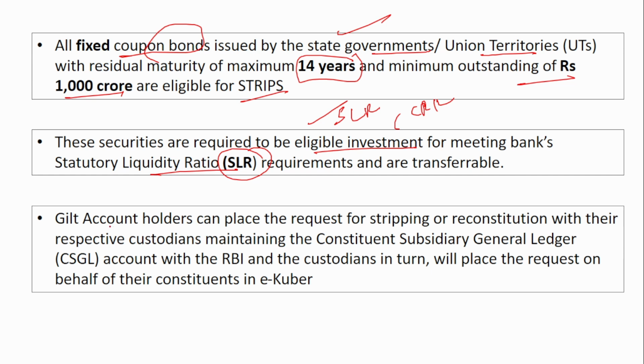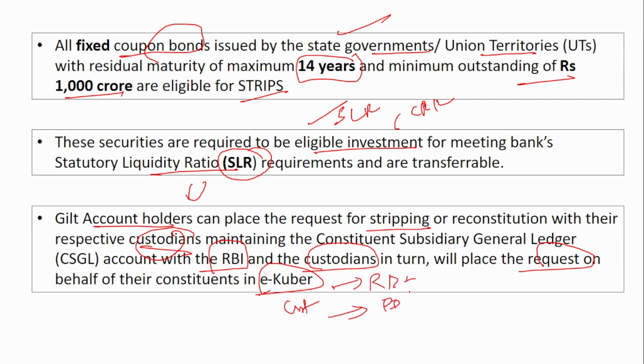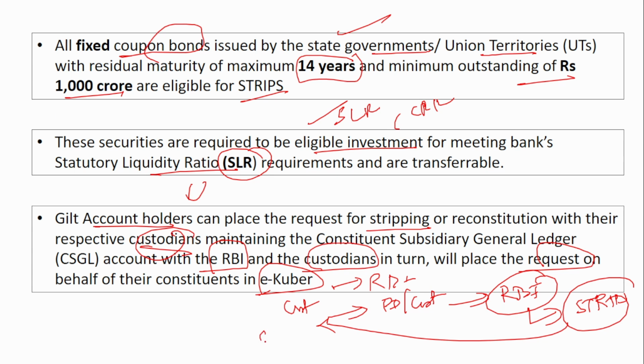And as I told you, the gilt account holders like you and me, if you want to convert your bond into strips, then you have to place the request for stripping with the respective custodians or the primary dealers. These custodians maintain accounts with the Reserve Bank of India. The custodians or the primary dealers, in turn, will place the request on behalf of the constituents or the customers in the e-Kuber. So the customer who is holding the bond will make the request to the primary dealer or the custodians, and the custodians will again place the request to the Reserve Bank of India. At the end, it is the Reserve Bank of India who will create the strips. And now these strips will be available in the demat account of the custodian. This is how the entire process works.